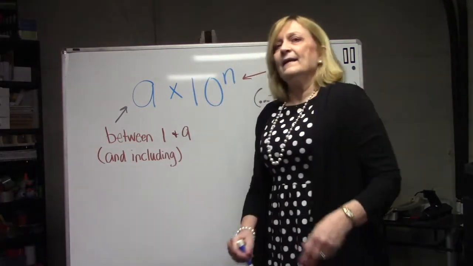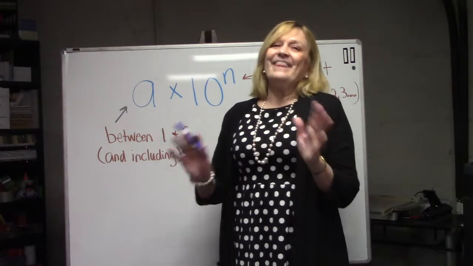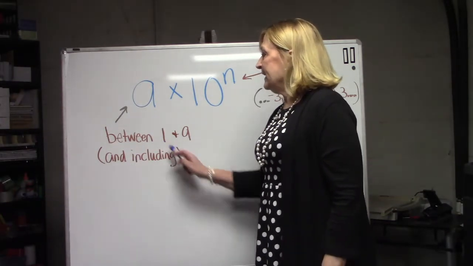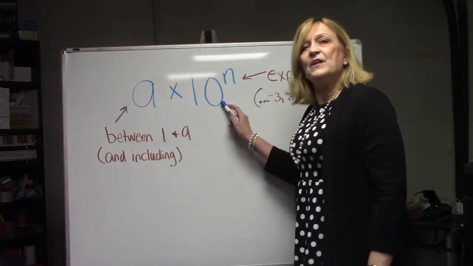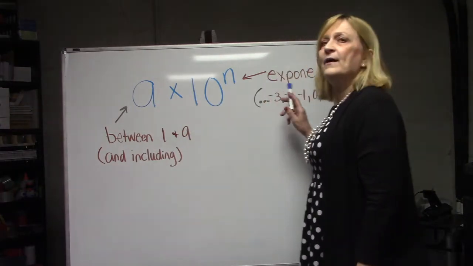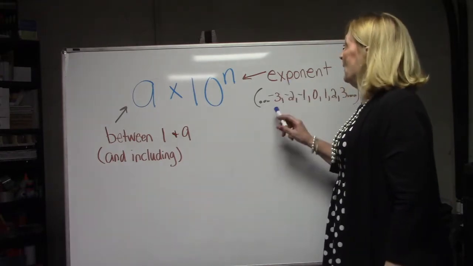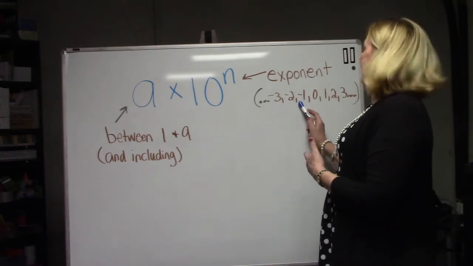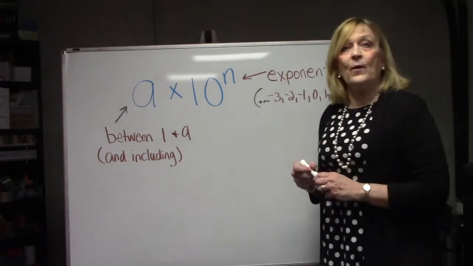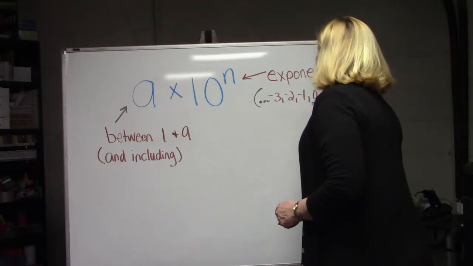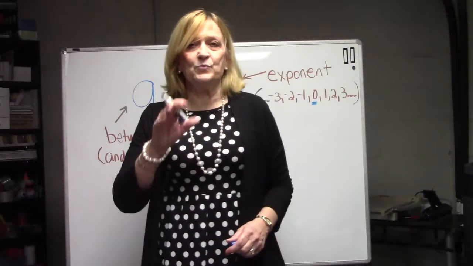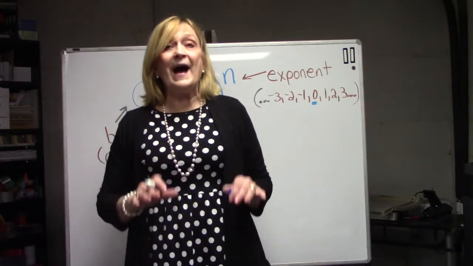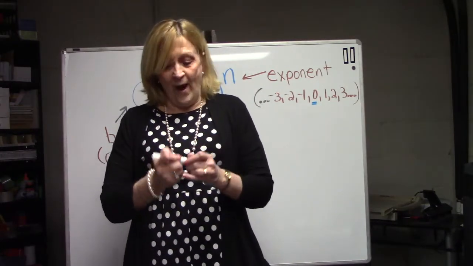So 11 requires the digits 1 and 1. That's too large. It has to be a single digit, so it has to be between 1 and 9, and it can include those. And then your 10 to the n power, this n is your exponent, and it can be -3, -2, -1, 0, 1, 2, 3, and so on. Now remember, anything raised to the 0 power is 1. Don't forget that rule. That still applies. So anything to the 0 power is still 1.